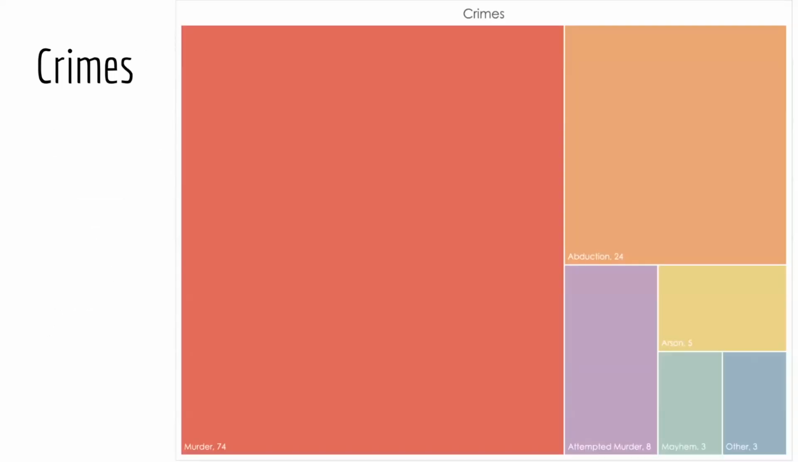Okay, now this is just a tree map of all the crimes that occur. So obviously there's the most murders with 74. There's 24 abductions, 8 attempted murders, 5 arsons, 3 mayhems, and 3 others. With a lot of the other crime shows I've done, murder is usually right around 2/3, and that pattern continues here, except with other shows, it's generally maybe a little over 2/3, closer to 67 or 68%, where this one is actually closer to 63%, so it's a little under 2/3.